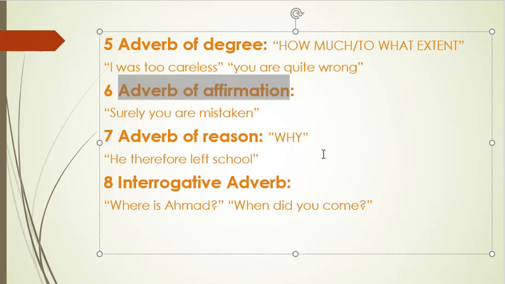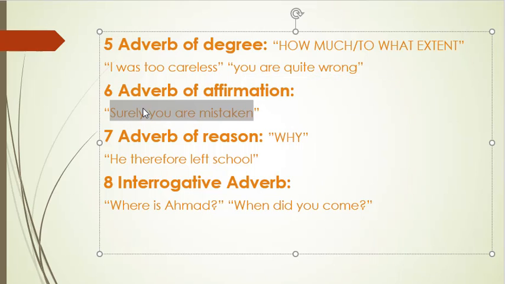The next kind of adverb shows that something is true or an equivalent expression, and is called adverb of affirmation. For example, surely you are mistaken, in which we have truth and belief in the word surely. Some words like certainly are also used as the adverb of affirmation.